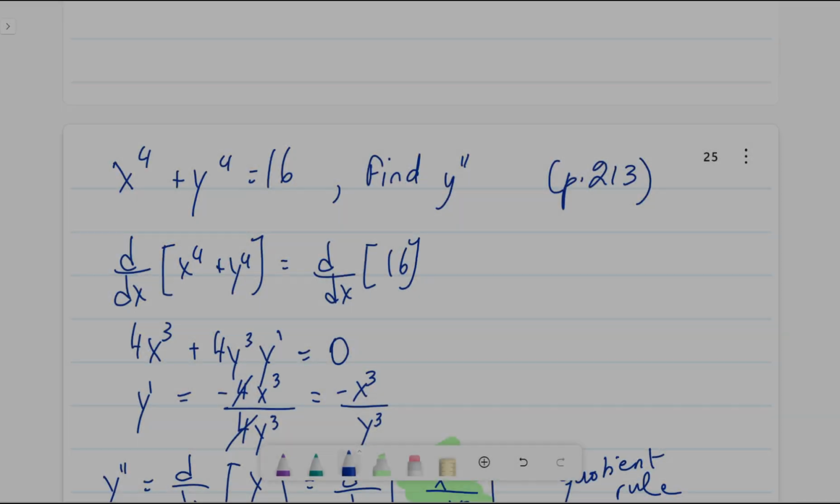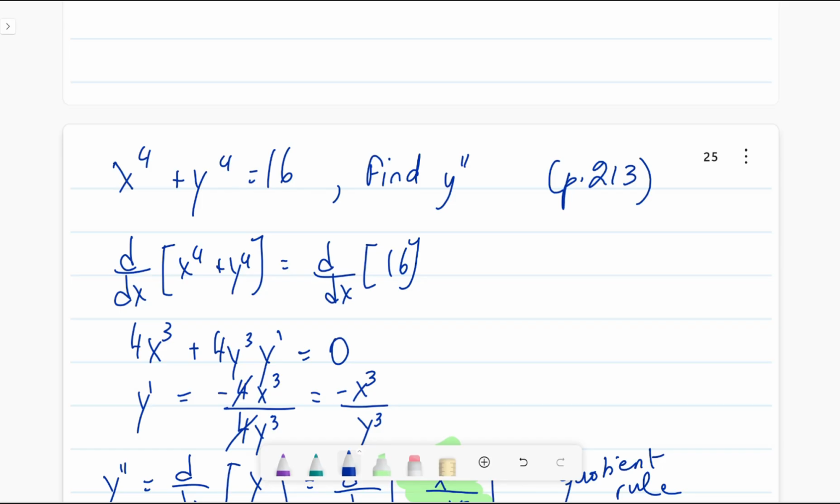And let us move to another example. So suppose that x to the power of 4 plus y to the power of 4 equals 16, and we would like to find y prime prime, or the second derivative. So again, we will use implicit differentiation. We will differentiate the left side and the right side.